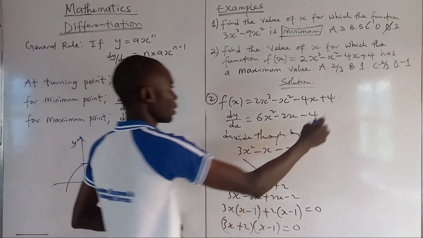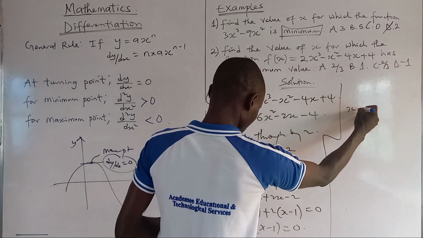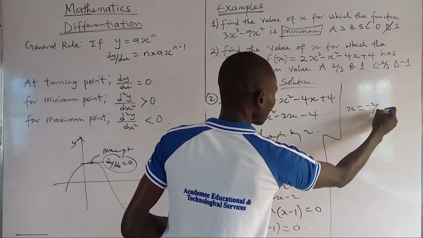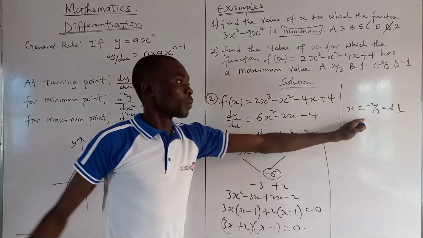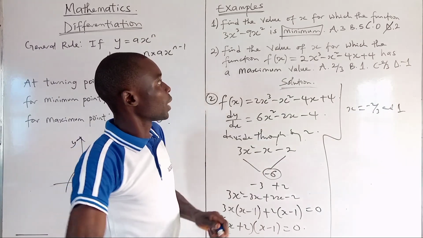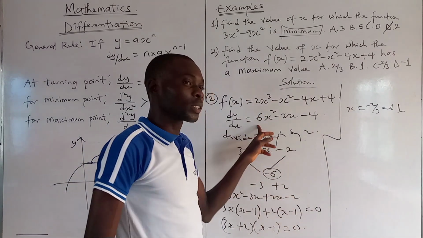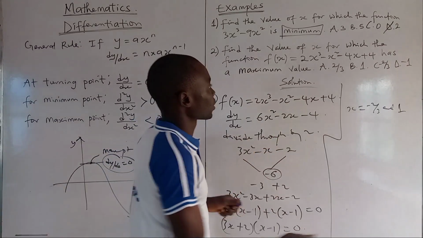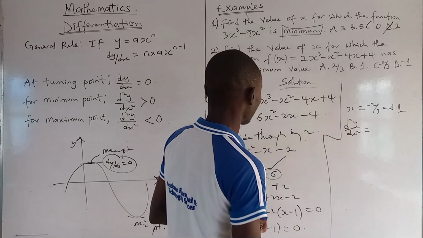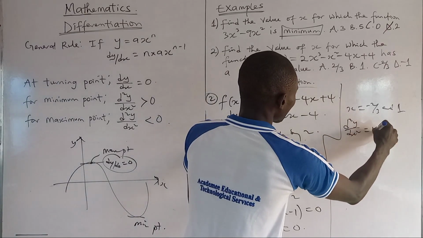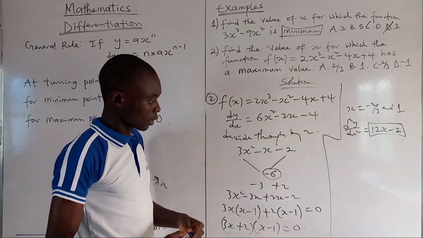So from here, the two values we can get are x equals minus 2 over 3 and x equals 1. When we have these two, which of them will be the minimum point and which will be the maximum point? That means we are going to do the second differential of this. The second differential, d squared y over dx squared, is going to give us 12x minus 2. So let's put in the two numbers and test.